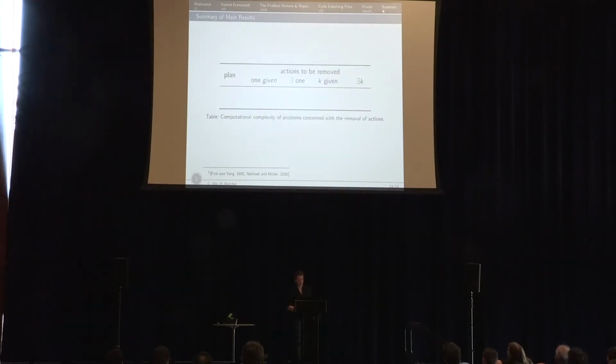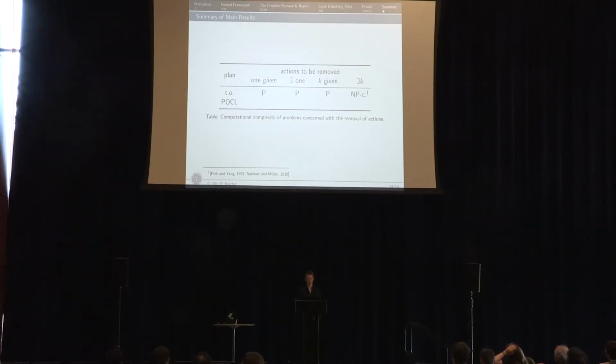And to sum up, I just want to point out some interesting differences between totally ordered plans and Pockle plans. So if we consider totally ordered plans and we are given an action which we want to remove, we can just execute the remaining plan steps, or the remaining actions, and test whether this is still executable. So we can test it in polynomial time. And we could just do this for every action. So it is still in P to test whether there exists an action in a totally ordered plan which can be removed. The same goes for K given actions.